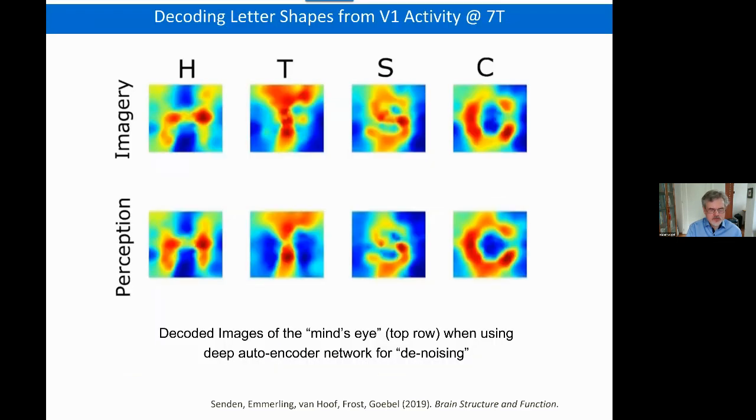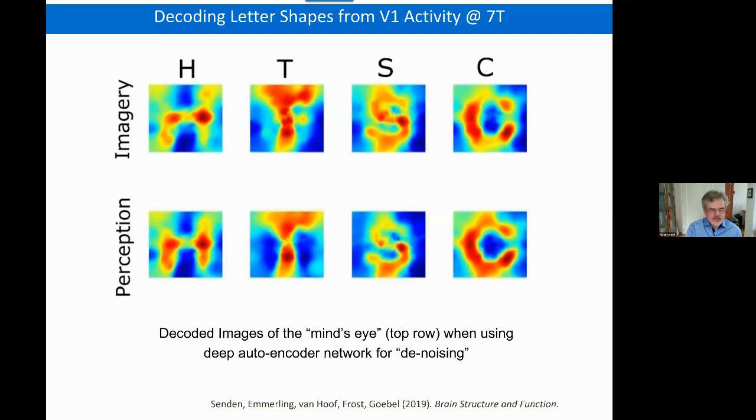This slide shows in the upper row the reconstruction results when running the imagery-generated activity patterns in early visual cortex first through the trained denoising autoencoder and subsequently performing the pRF decoding step. As you can see, the achieved reconstruction quality has substantially improved and the letters are easily recognizable. Given these results, the currently developed system is transformed into a real-time version of letter imagery decoding in the form of a brain-computer interface. And we hope to apply it to people with motor impairments who cannot speak.